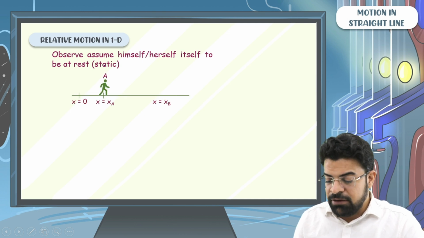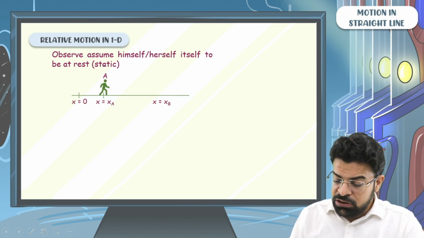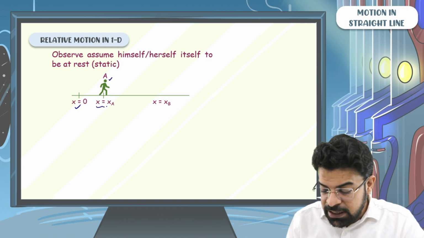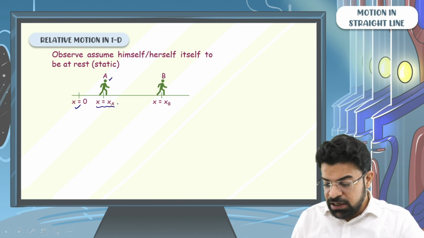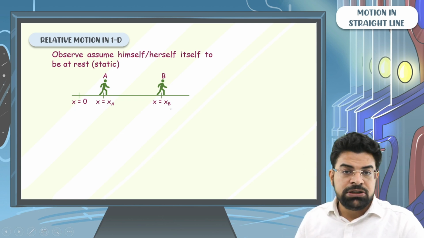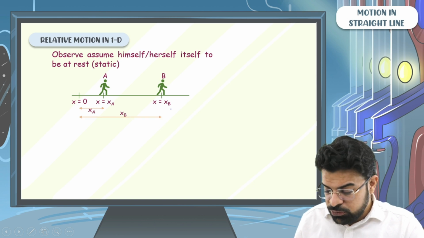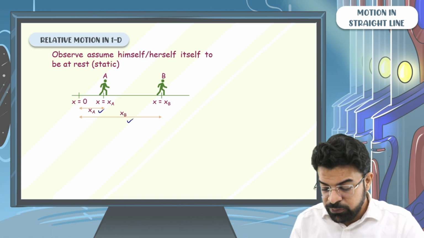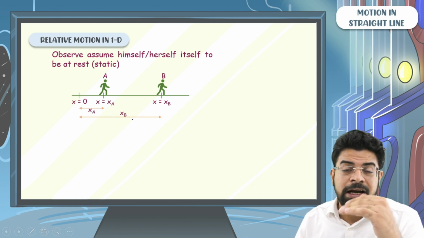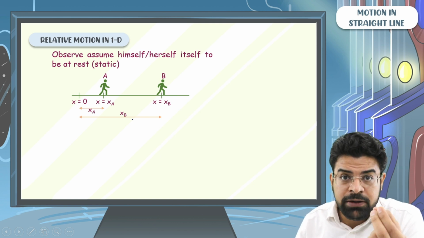Now let's say we have this number line, and on this number line, this is the origin, x equals to 0. There is a person standing at x equals to a, and there is another person standing at x equals to b. Their positions will be, let's say, shown as position of A and position of B. I ask you, what is the position of B with respect to A?